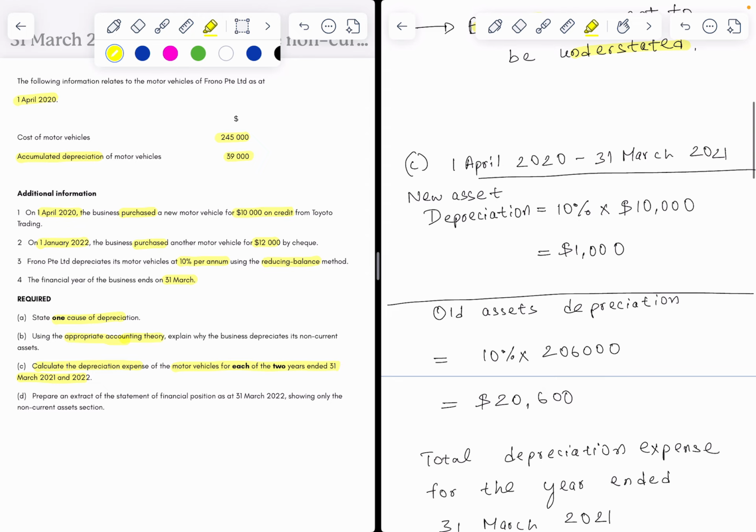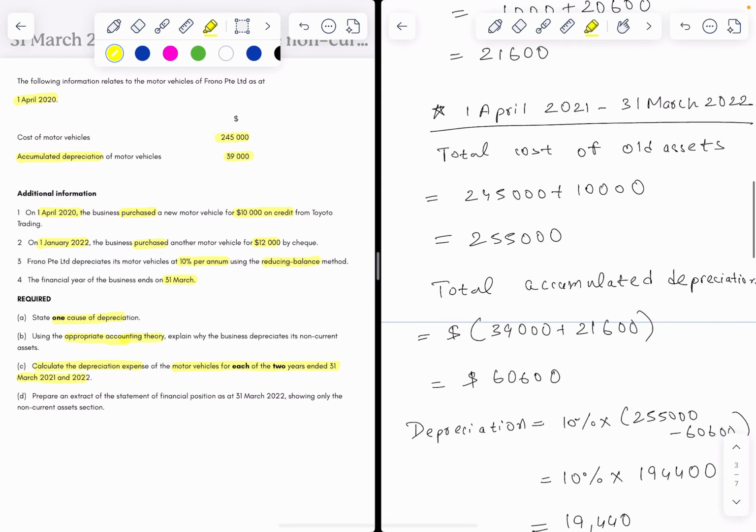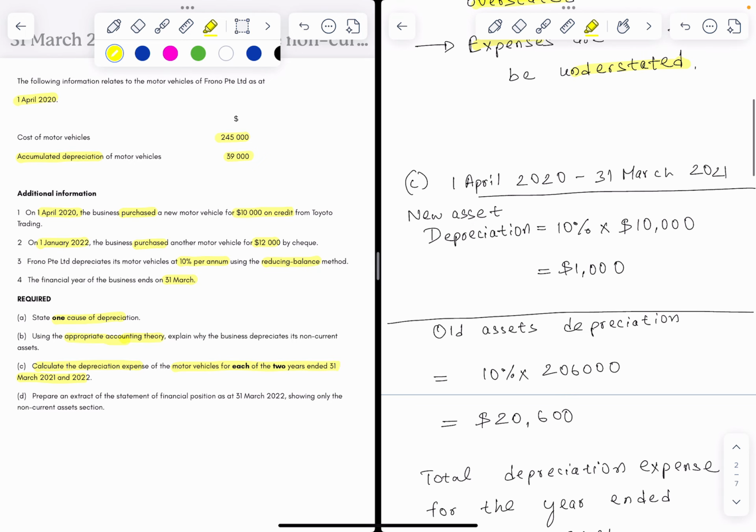All right, so the first financial year that we are working with in this question is from 1 April 2020 until the end of 31st of March 2021. So that is the year one that we're working with. And based on the additional information that is given to us, let's read out the first one. On 1 April 2020, the business purchased a new motor vehicle for $10,000 on credit from Toyota Trading.